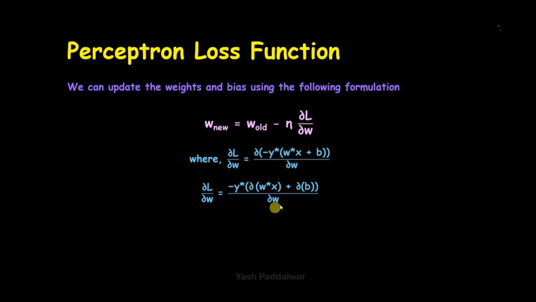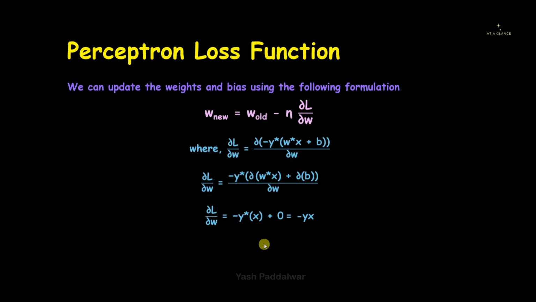So the differentiation will be x, and the differentiation of b with respect to w is going to be 0 because b is a constant. Now you can see minus y was outside of the brackets, and inside the bracket we are only left with x. Minus y into x comes out to be minus yx, and therefore the value of the partial derivative of loss with respect to the variable w is minus yx.